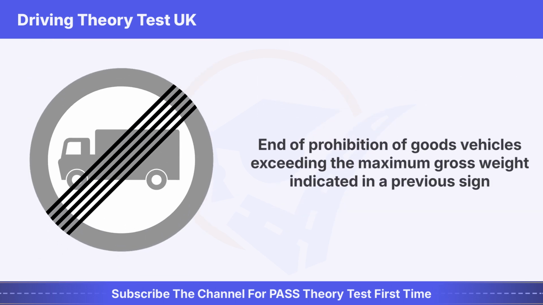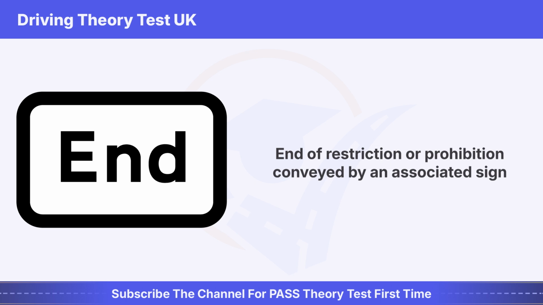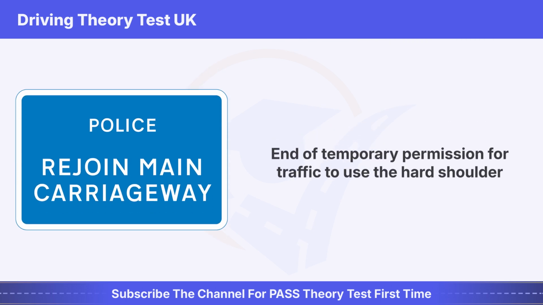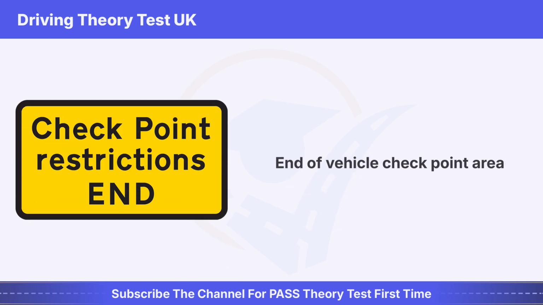End of prohibition of goods vehicles exceeding the maximum gross weight indicated in a previous sign. End of restriction or prohibition conveyed by an associated sign. End of temporary permission for traffic to use the hard shoulder. End of temporary restrictions indicated by previous signs. End of vehicle checkpoint area.